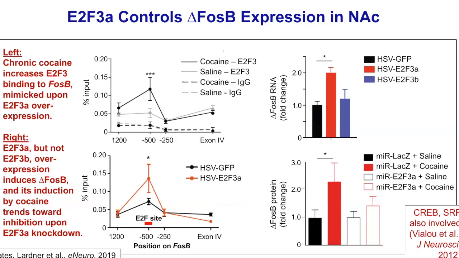So the question is, are there better ways to show better quality of proof to establish a role for a given gene in mediating a phenomenon? And I wanted to return to earlier data by Vincent Vialou in the lab, implicating CREB as actually also upstream of cocaine's induction of deltaFosB. Turns out FosB induction requires 3 transcription factors, E2F3A, CREB, and SRF.